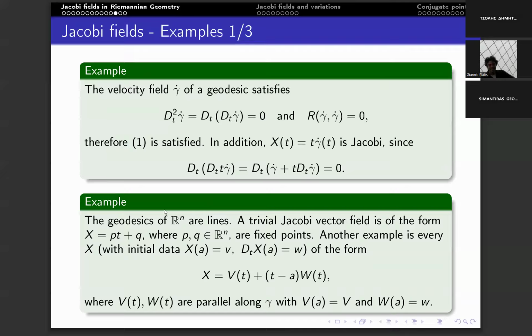And another example here of Jacobi fields on Rn: because the geodesics of Rn are lines, we have a trivial Jacobi vector field by solving the system of ODEs, which is of this form. And another example is every X along a geodesic that satisfies this initial condition, which is of the form of a combination of v and w, which are parallel along gamma.